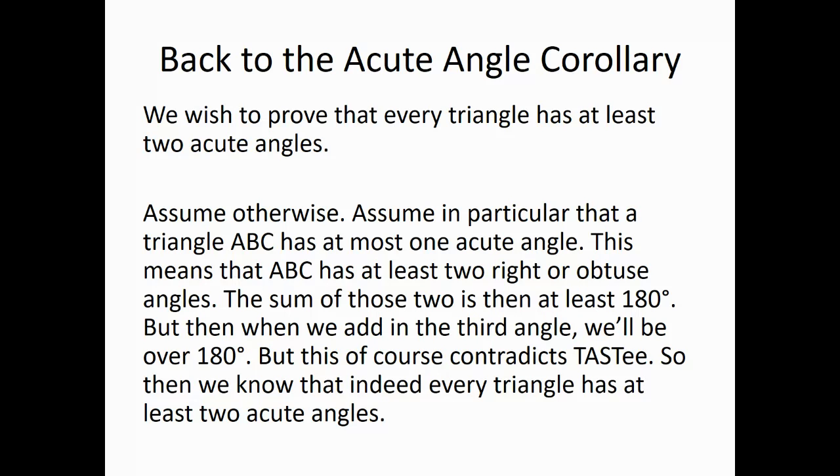But what did we assume? We assumed the negation of what we wanted to prove. And if that negation is false, then what we wanted to prove is true. So every triangle does indeed have at least two acute angles.